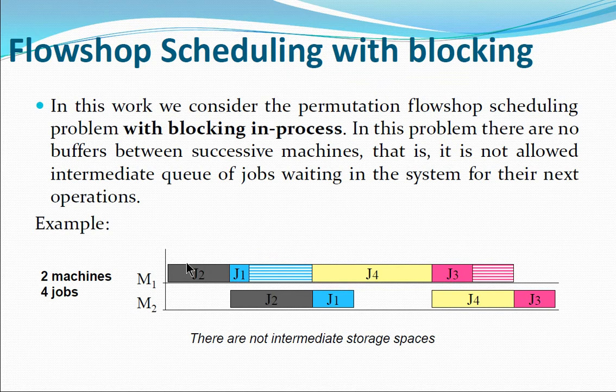All jobs must be processed in the same order on each machine. In this case, when job 1 finishes its processing on machine 1, it must remain on machine 1 until machine 2 starts its processing. The same occurs with job 3. So there are no intermediate storage spaces between 2 successive machines.